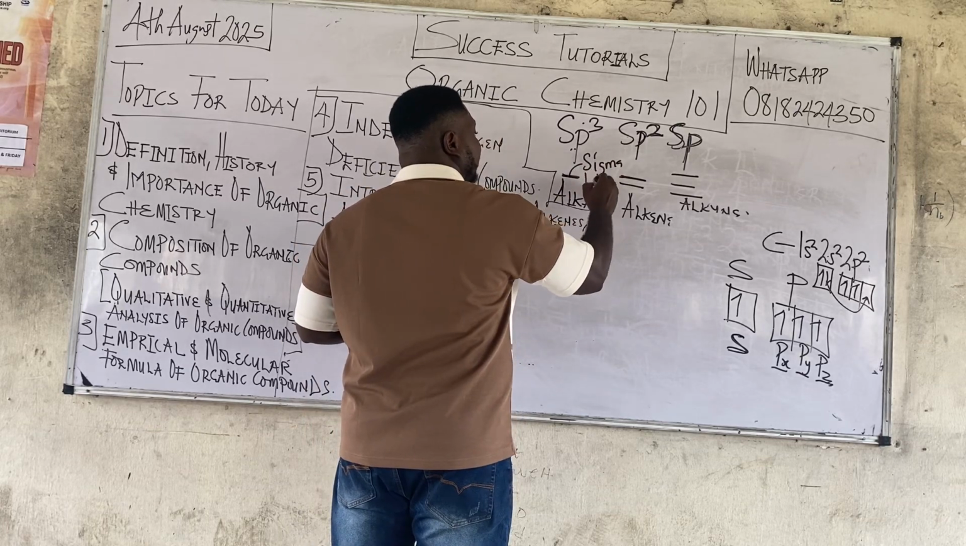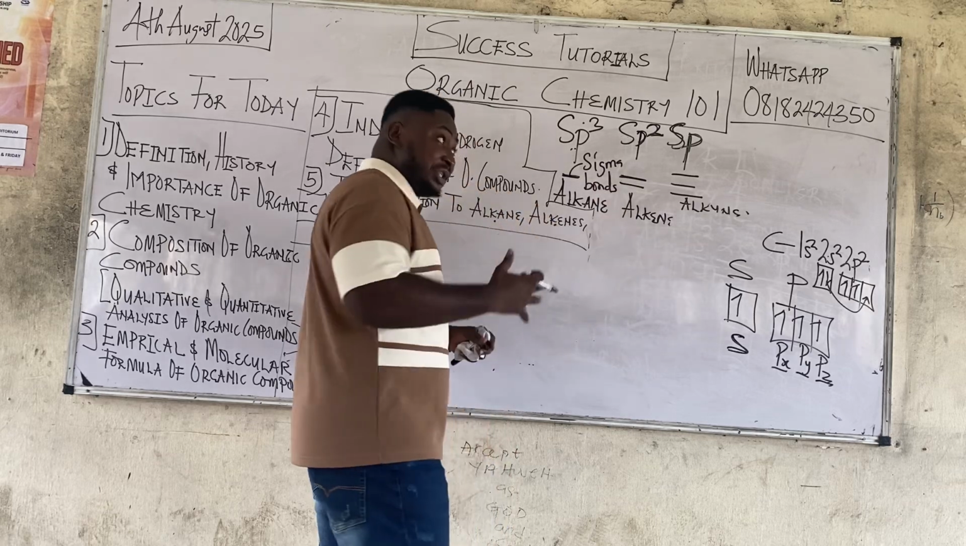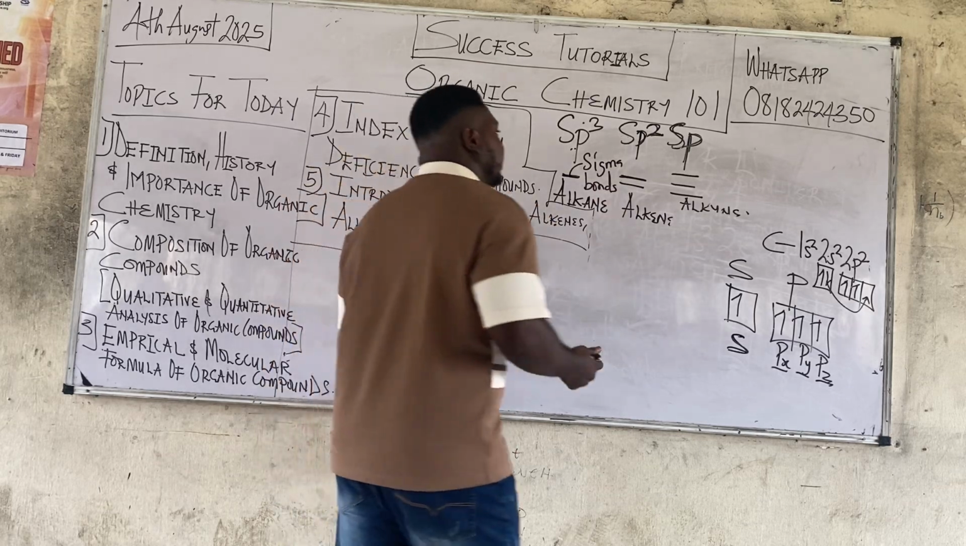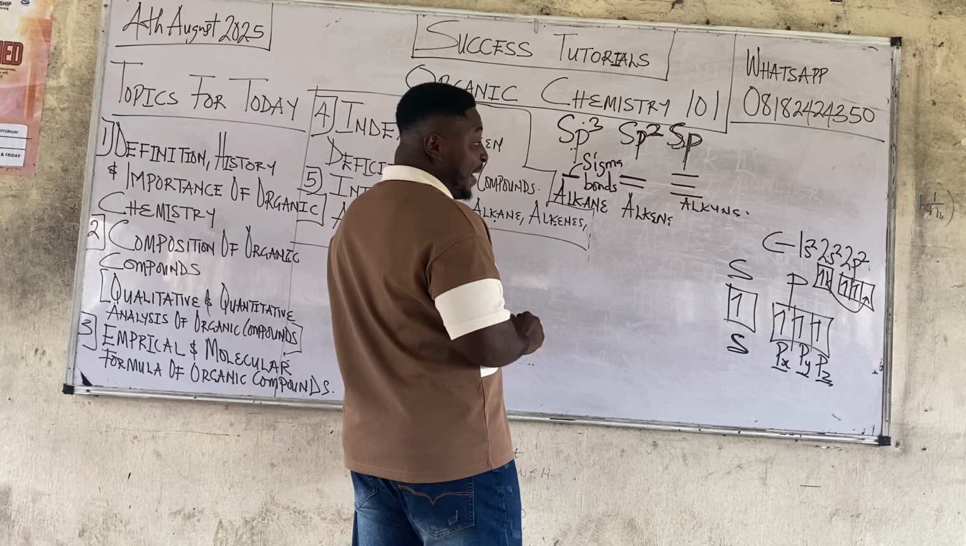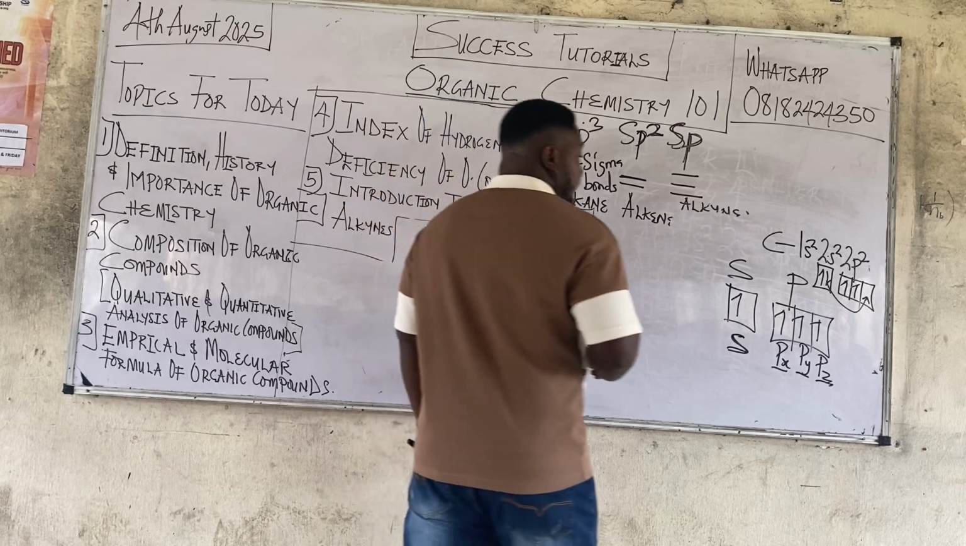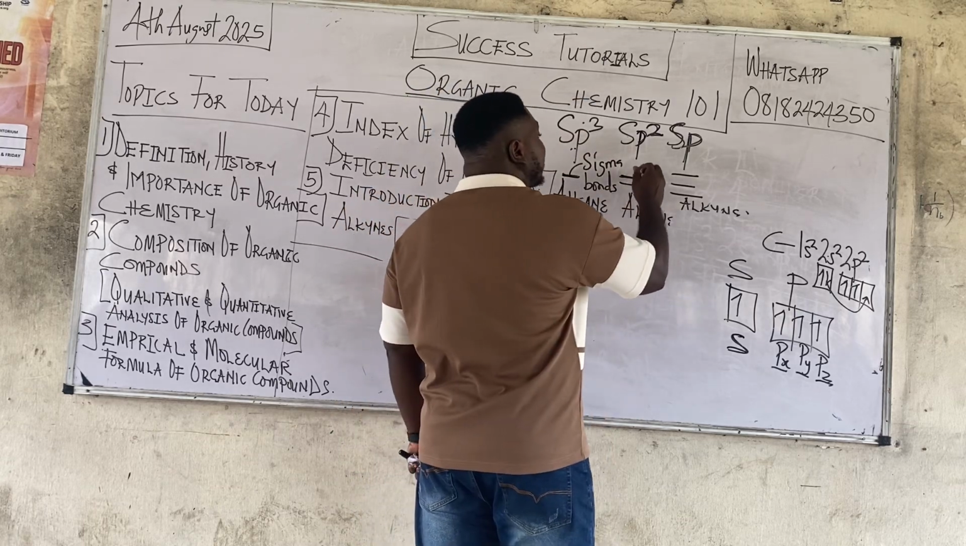I didn't mention that earlier because we're still listening. Each time you teach, there's always something you can add. A single bond is called a sigma bond. Any extra bond on a single bond is called a pi bond.